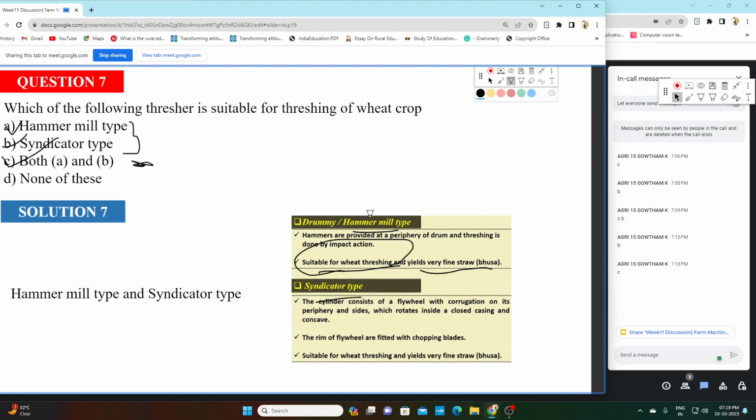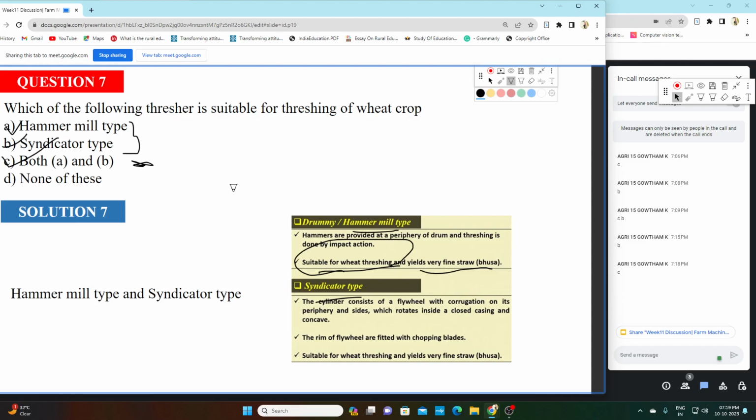Both hammer mill type and syndicated type threshing drums are applicable for threshing wheat. For threshing rice we have wire loop type of thresher, and for multi-crop we have spike tooth type of thresher and axial flow type of thresher. These are for multi-crop thresher.